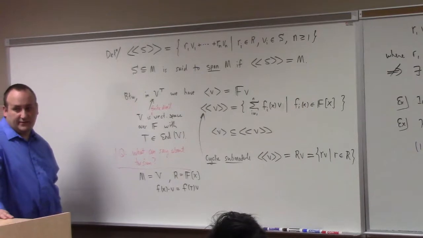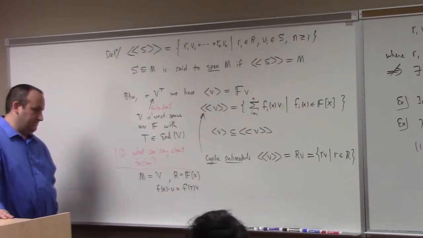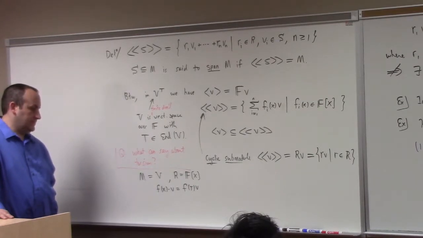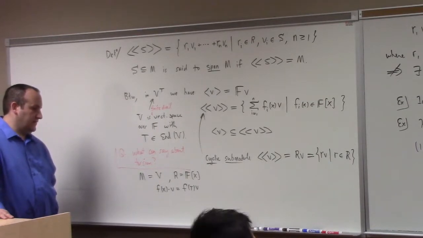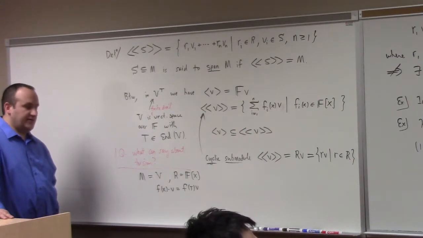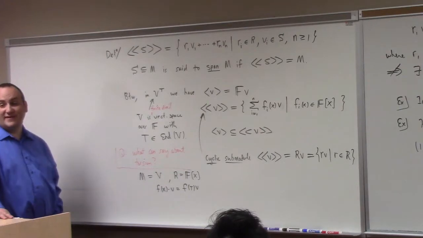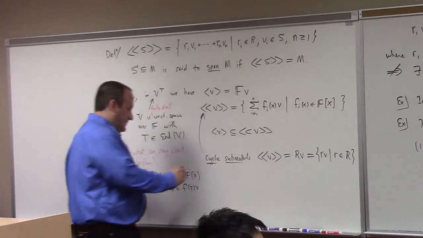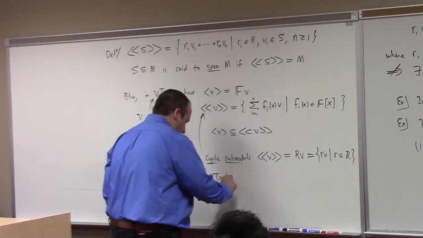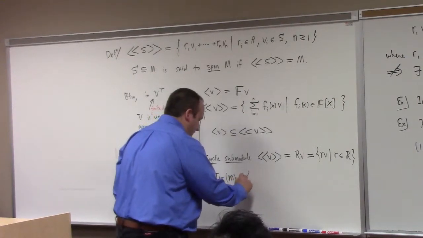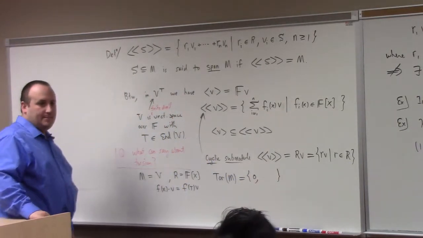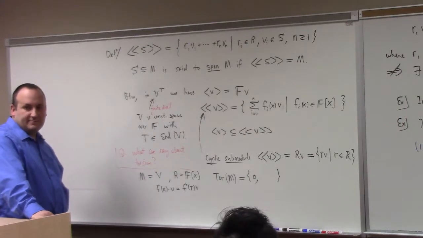So we pick a vector v in the vector space V. The question is, what would it take for it to be a torsion element? Zero's in there. Okay, great. I mean, Tor M includes 0. Tor M, it just feels right. Zero's in there. What else? By definition, zero's in there.